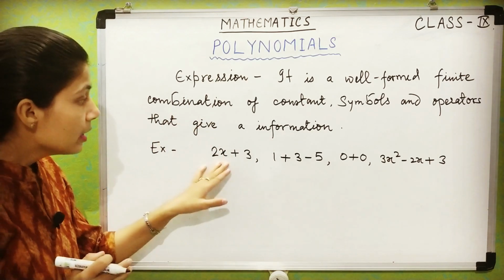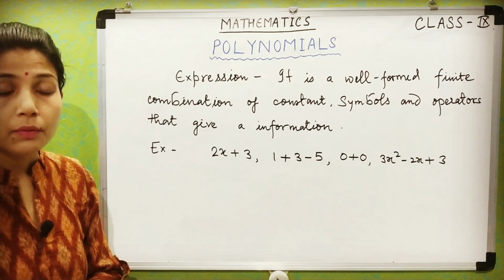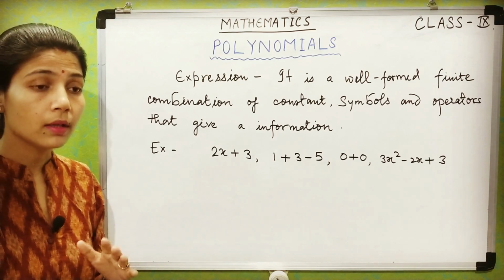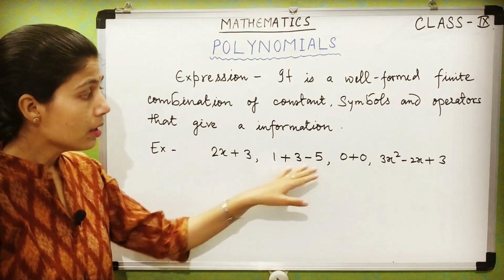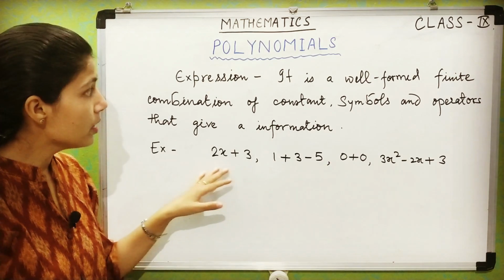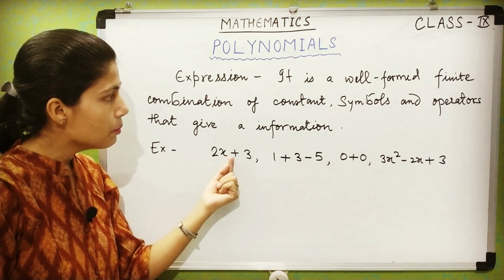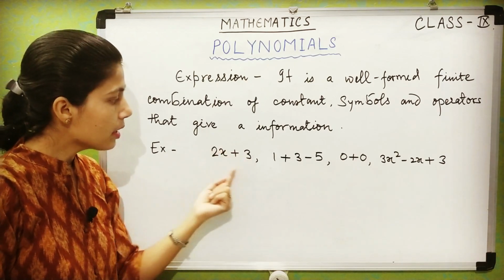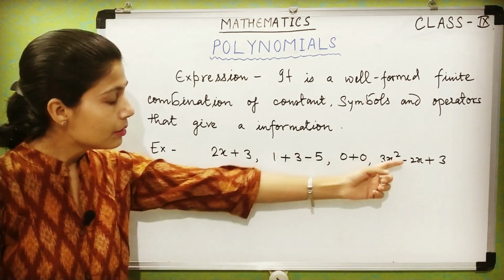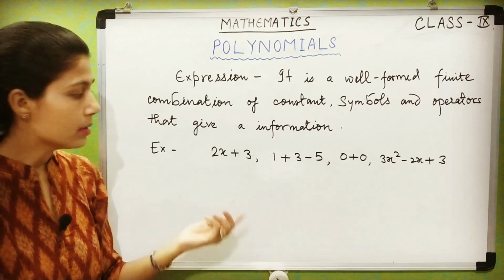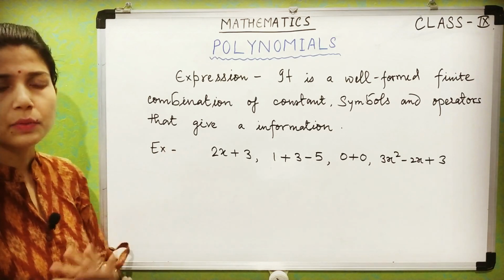So the expression is a well formed finite combination. Finite means the number of terms here will be a finite number. It will not be infinite, that is, not a situation where you can't count. So here the number of terms is finite. That is why we say it is a well formed finite combination of constants, symbols and operators. What is it a combination of? Of constants, of symbols like x, and of operators, mathematical operators, means addition, subtraction, multiplication. Okay, so these all are expressions.